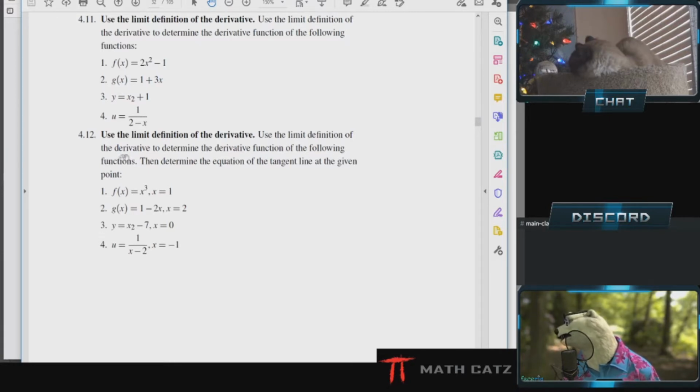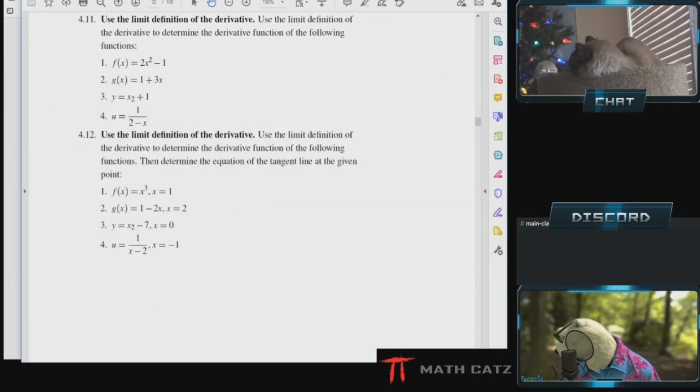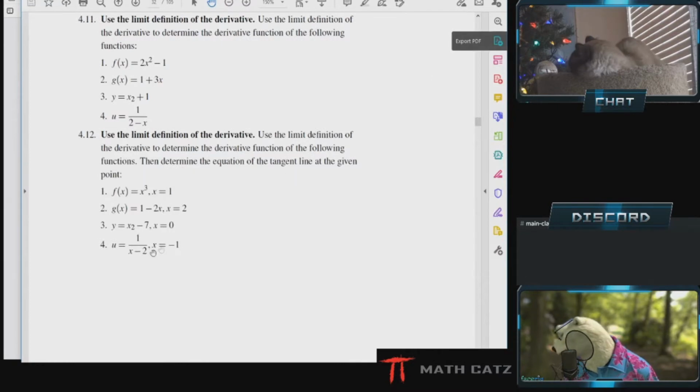Use the limit definition of the derivative to determine the derivative function of the following functions, then determine the equation of the tangent line at the given point. Okay, so number 4 is the function 1 over x minus 2, and the point is x equals negative 1.